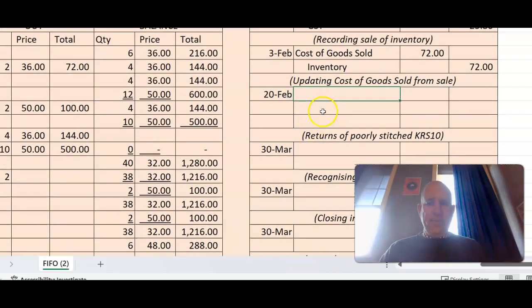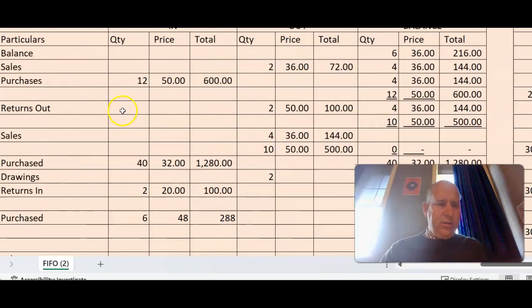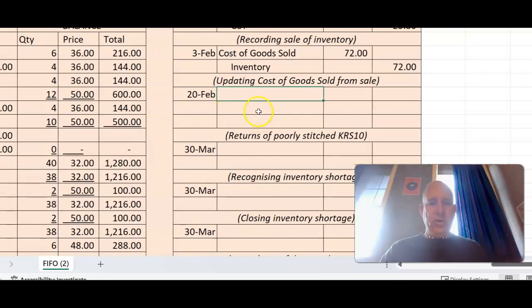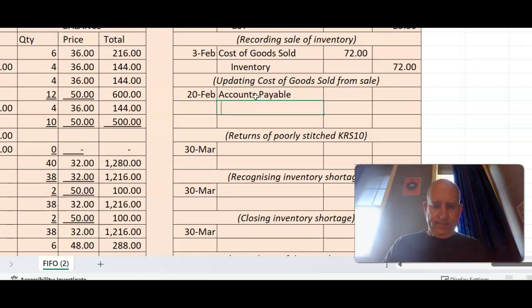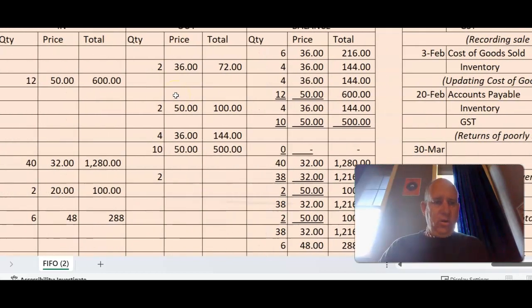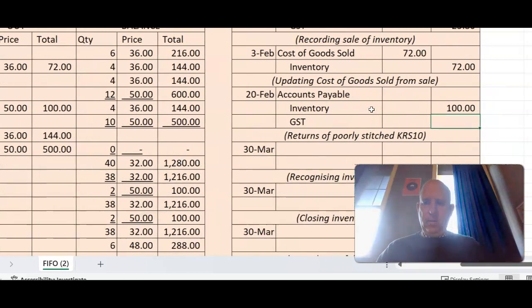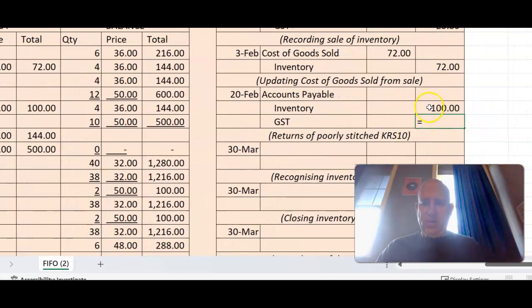Returns, so again this one here happened on the 20th. On the 20th that was returns out, so the inventory goes down. It means that accounts payable will go down, and again check that page 166. The inventory figure on the 20th is that 100. GST is going to be 15%.